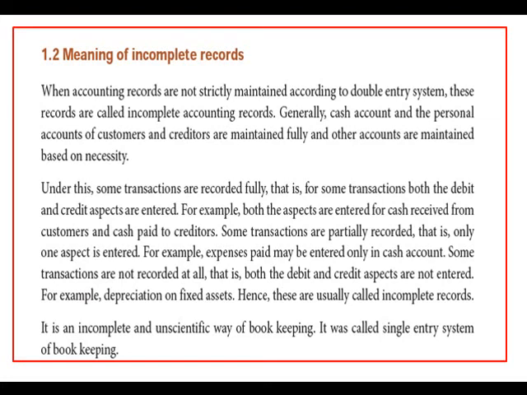So, for some transactions, they enter both the aspects. For some transactions, they enter only one aspect. Some transactions are totally left out. For example, when we receive money from debtors, both aspects are entered. When we pay money to creditors, both aspects are entered. For other transactions, based on the necessity, they decide whether to leave it or to record partially.